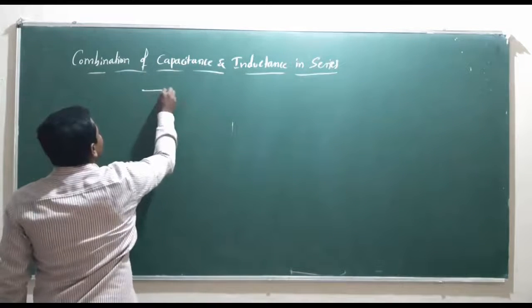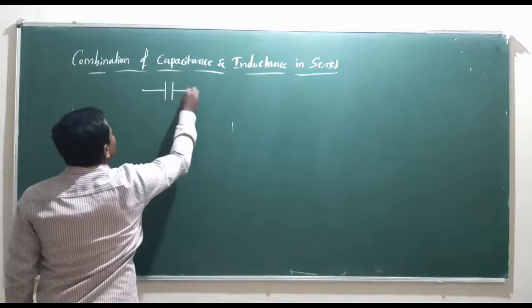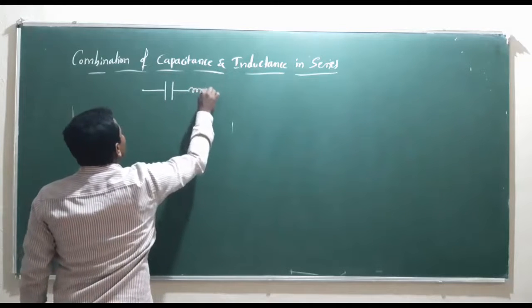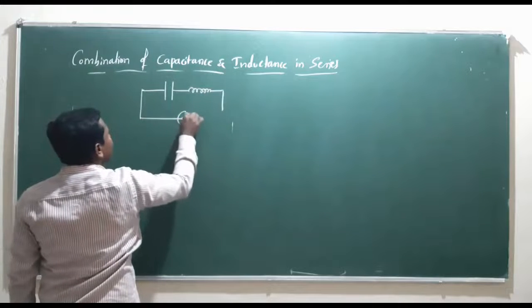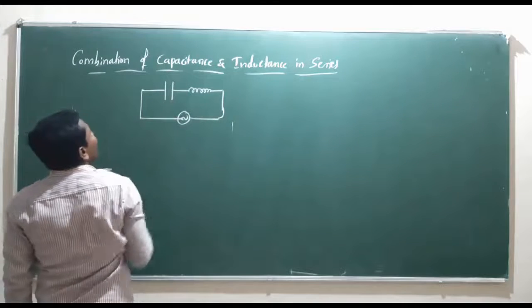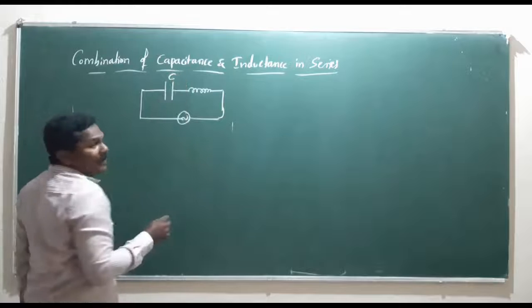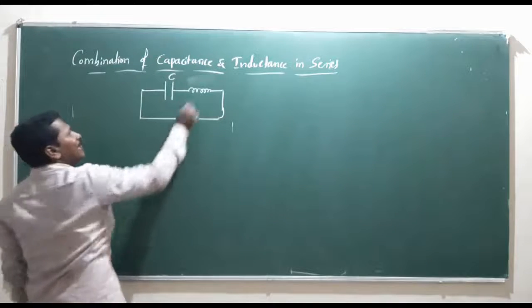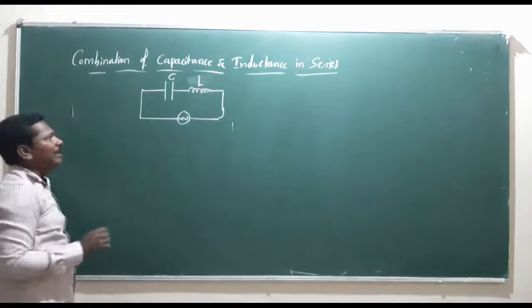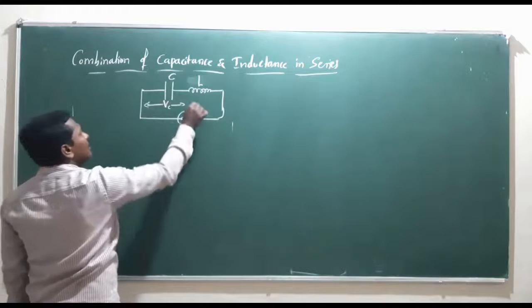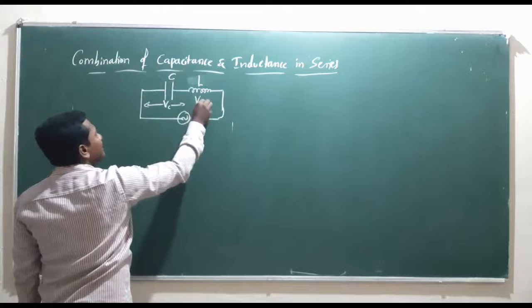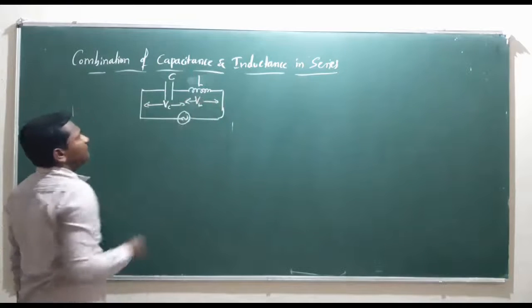Now we know that let us consider this one as a capacitor which is connected with an inductor in series across an AC source. The capacitance of the capacitor can be represented by C, and the inductance of the inductor can be represented by L. Now the voltage across the capacitor is Vc, and the voltage across the inductor is VL.